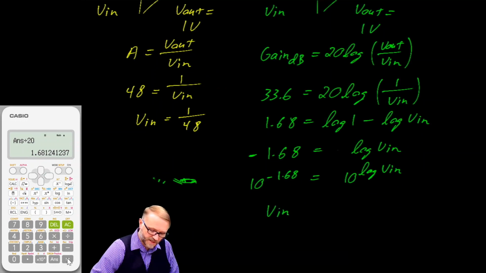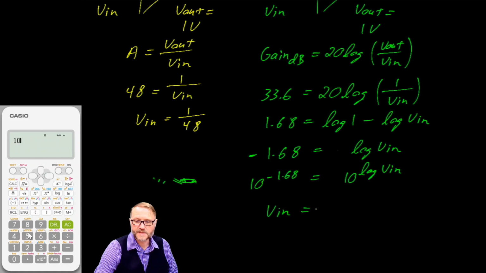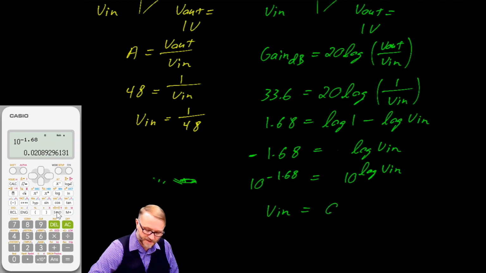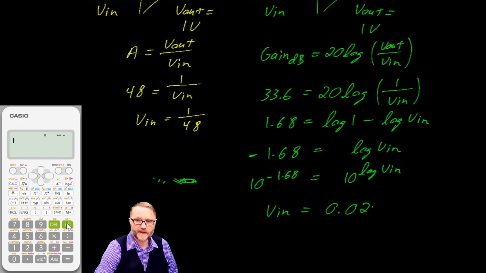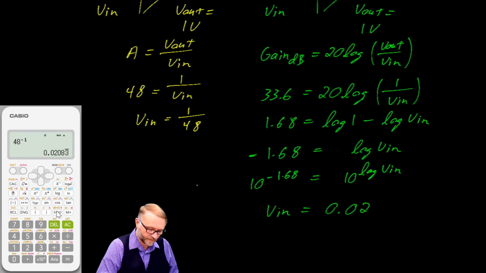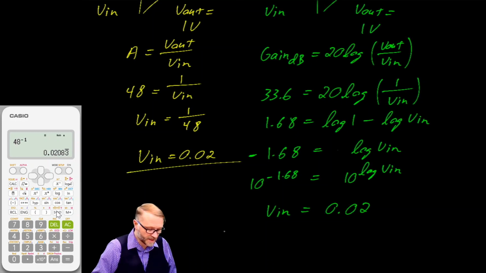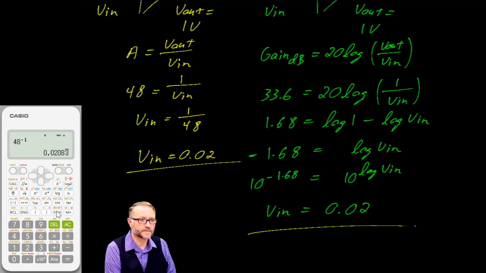Now we have voltage in is equal to 10 raised to the negative 1.68. So our voltage in is 0.02. And that should be very close to 1 over 48. There we are. So we can come over here and we can say voltage in is equal to 0.02. So there you go. You can see that both methods yield the same results.